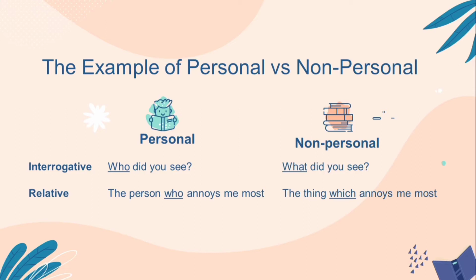Okay, the example of personal. In the interrogative: who did you see? If we change it into the relative, it becomes: the person who annoys me most. But in the non-personal, the interrogative one is: what did you see? And the relative becomes: the thing which annoys me most.